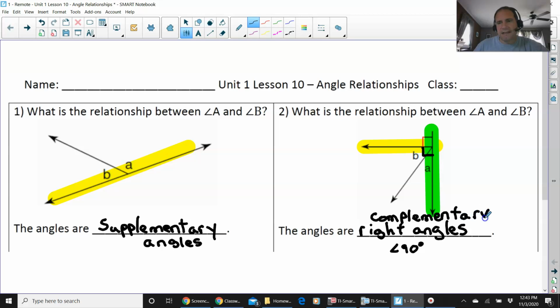So put all of that in there. Remember, the complementary angles add up to be 90 degrees. Supplementary angles add up to be 180 degrees. Please remember that. All right.